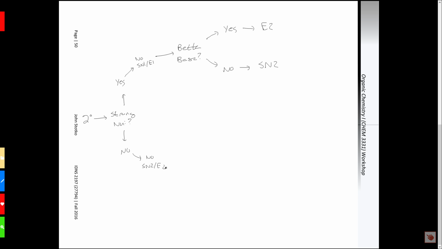Okay, so SN1E1, really at this point we only have one thing to choose. SN1E1 really aren't two options. What we're deciding right now is if they can happen at all. So is our solvent polar and protic? We can have a yes answer. We can have a no answer. If it's not, then we get no reaction. If it is, then SN1E1.